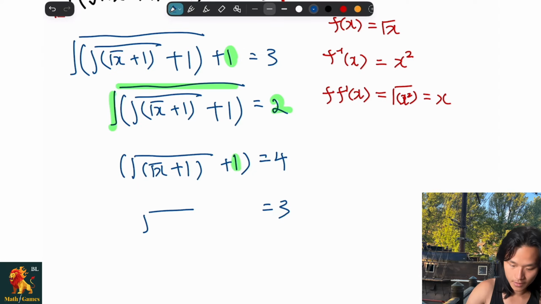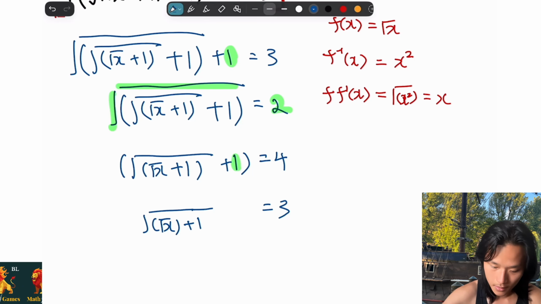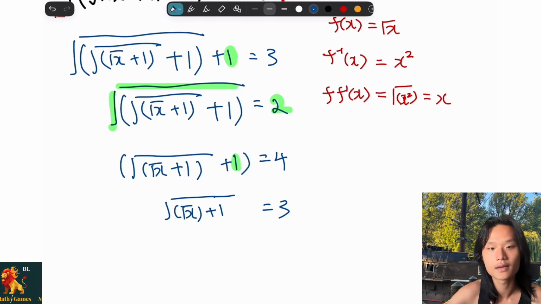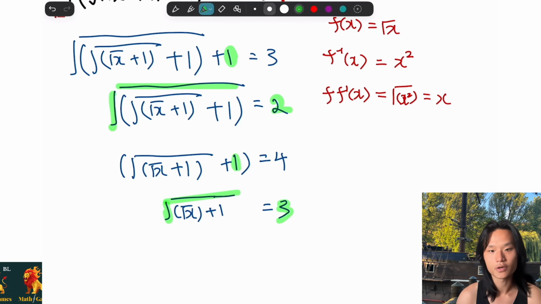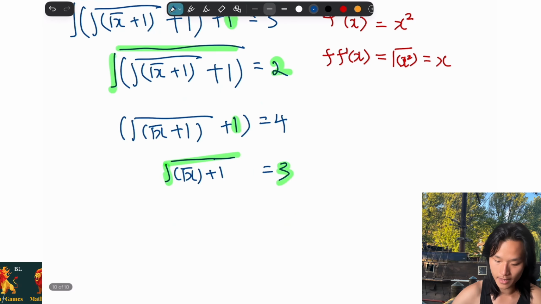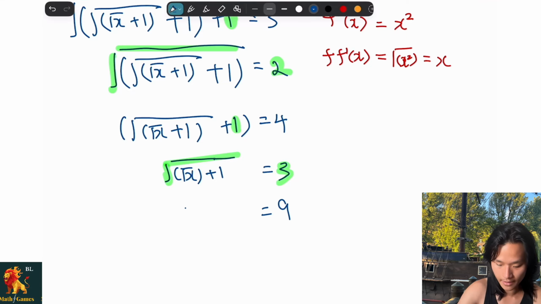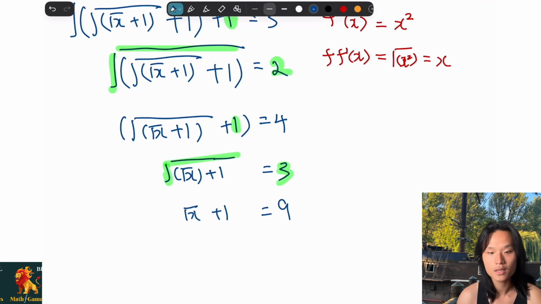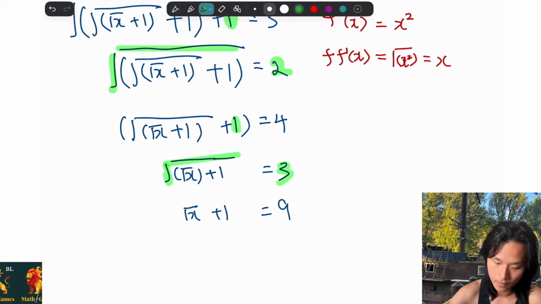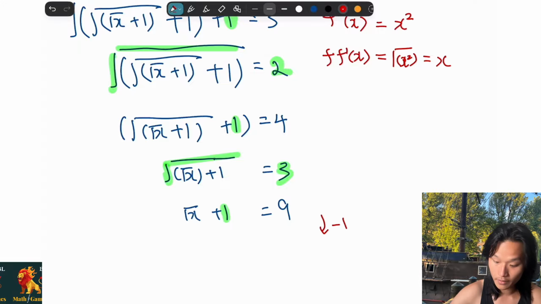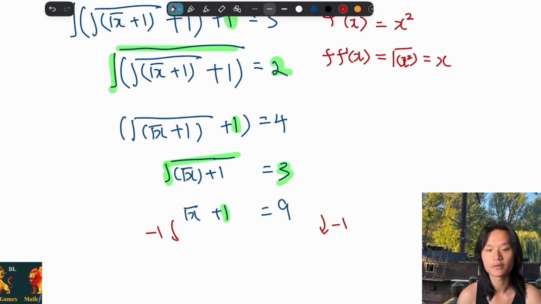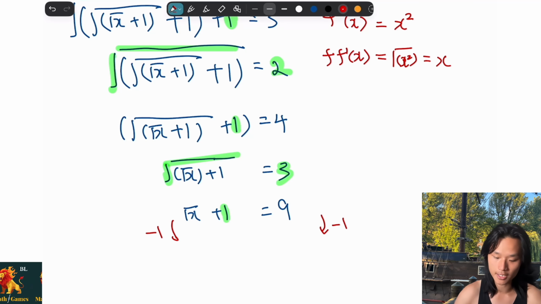So we have the square root of x plus 1 equals 3. Again, we want to square both sides. So 3 squared is the number 9. So we have x plus 1 equals 9. Now we want to take 1 to the right hand side, so we subtract 1 on both sides. That's what we are really doing. We try to keep everything the same from each line.